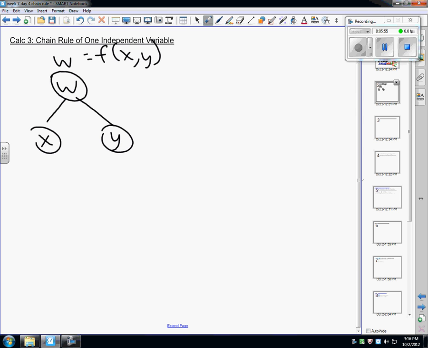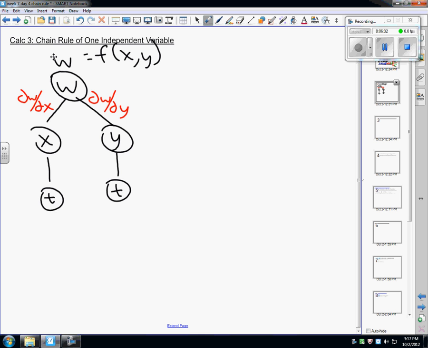And I might let x vary based off another parameter. Let's call it t for right now. And y also varies based off t. Now for each one of these in this chain rule, I need you to make sure you understand this. This is the partial of w with respect to y. This is the partial of w with respect to x. Now it's a partial because part of it belongs to x and part of it belongs to y.